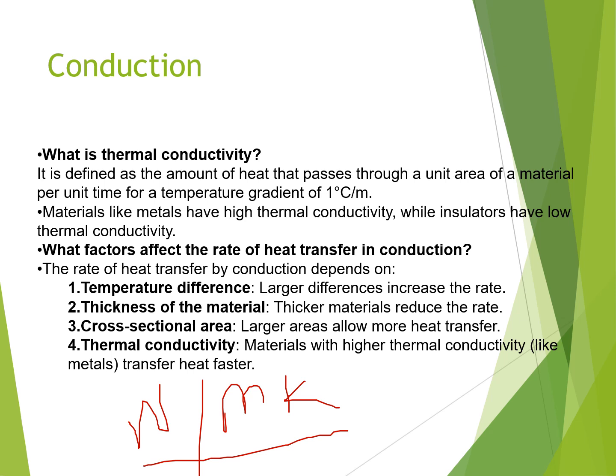So in case of insulators like air or wood, the thermal conductivity is very low, but in case of metal, the thermal conductivity is high. And the factors which influence the heat transfer in conduction are first temperature difference, then thickness of the material, cross sectional area, and thermal conductivity.